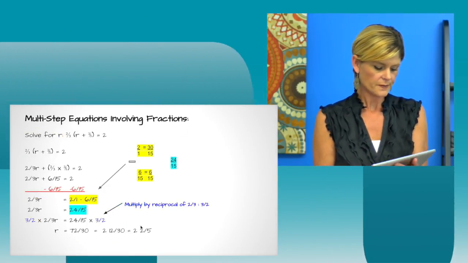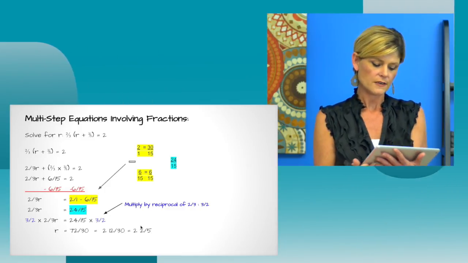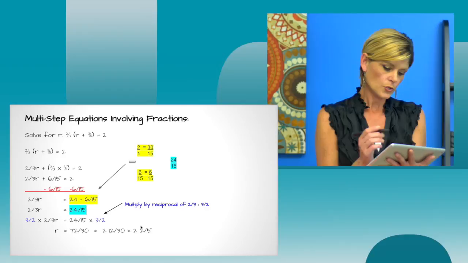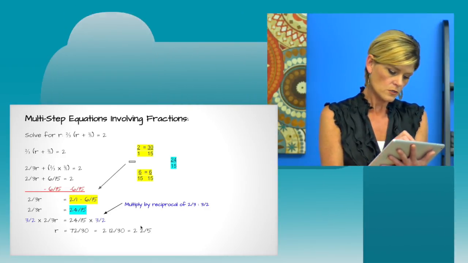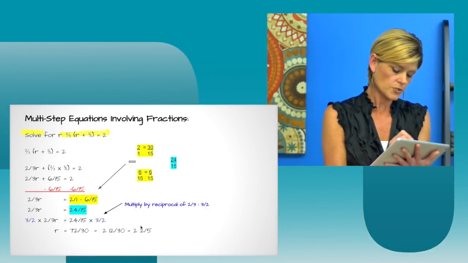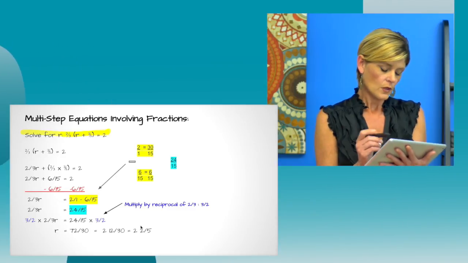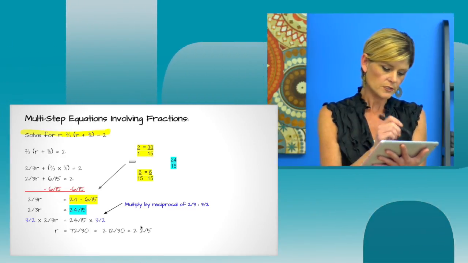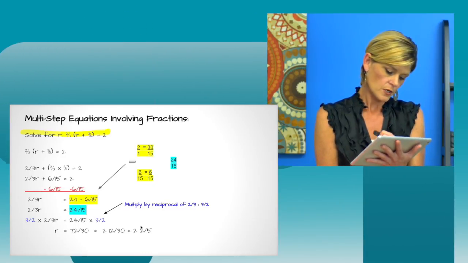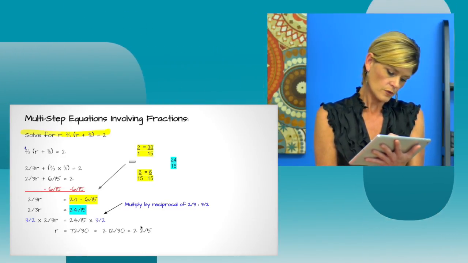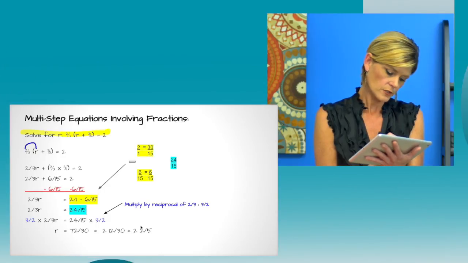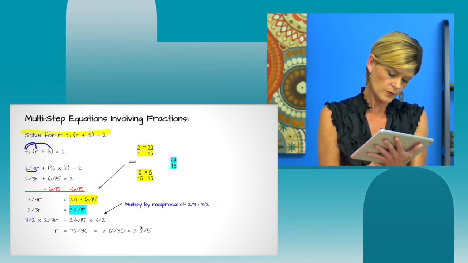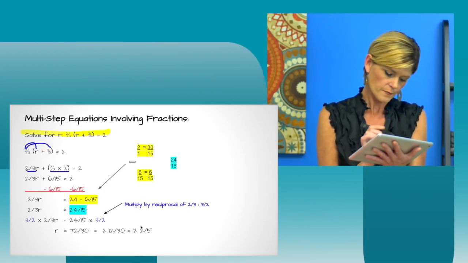All right, next one. Let's take a look at multi-step equations involving fractions. The question says, solve for r: 2/3 times the quantity r plus 3 over 5 equals 2. The first thing we're going to do is the distributive property. So we're going to do 2/3 times r, which I've done here, and 2/3 times 3 over 5, which I've done there, equals 2.